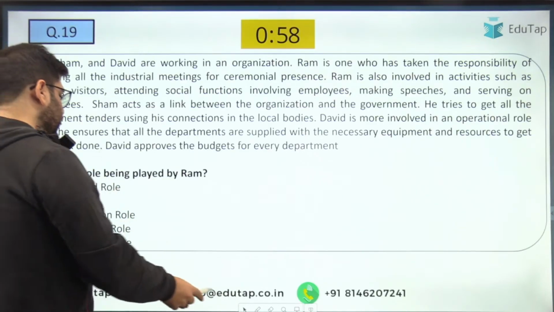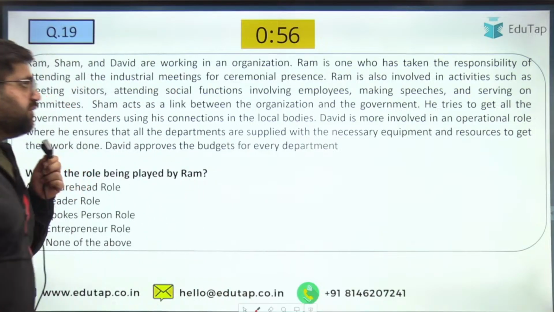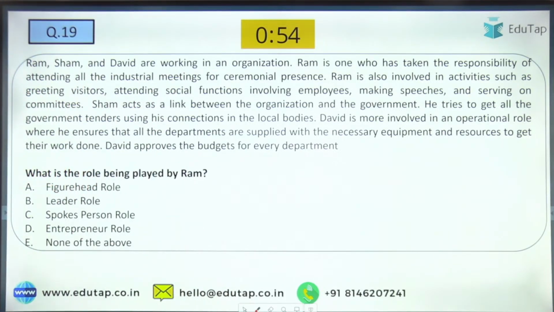Question number 19, again a phase 2 level question. Try to answer very peacefully. And today in the marathon we are doing phase 1 and phase 2 level questions because in your exam phase 1 and phase 2 are happening on the same day.